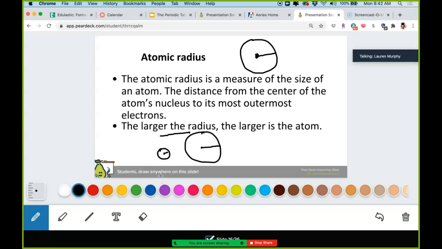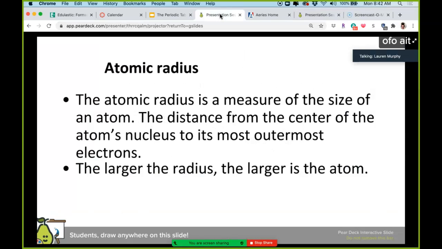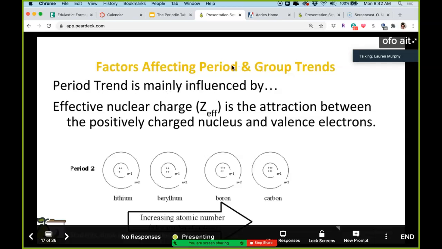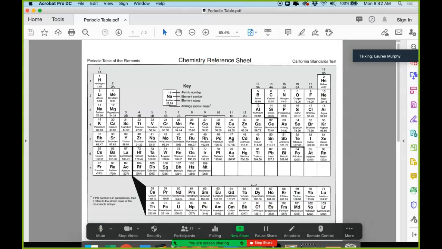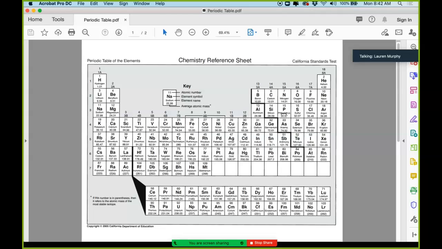So now we're going to talk about trends in the periodic table. Trends, again, are like patterns, okay? What are we going to notice about the radius as we move around in the periodic table? There are going to be some new fancy words that you need to know, okay? We're going to talk about period trends. This means left to right or right to left, okay? Remember, period is a row. So if I go back to my periodic table, this is the first period, this is the second period, this is the third period, this is the fourth period, and so forth.